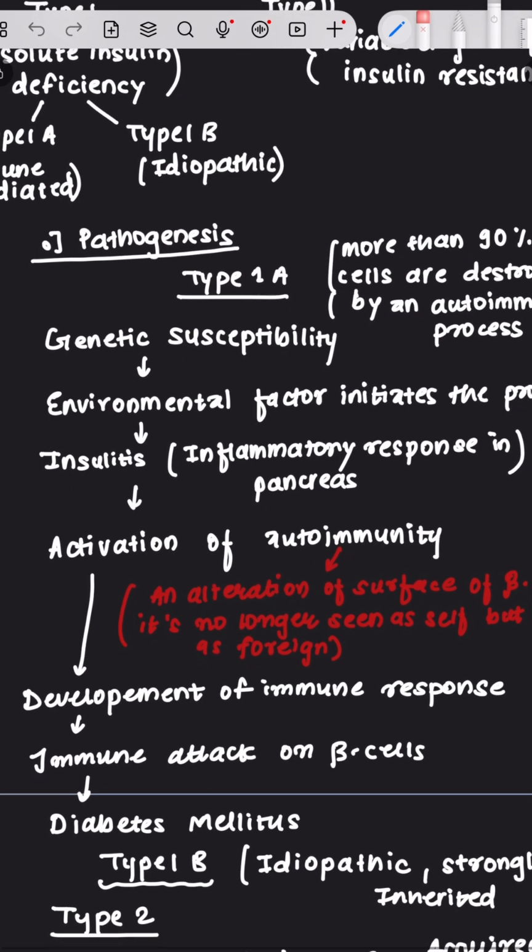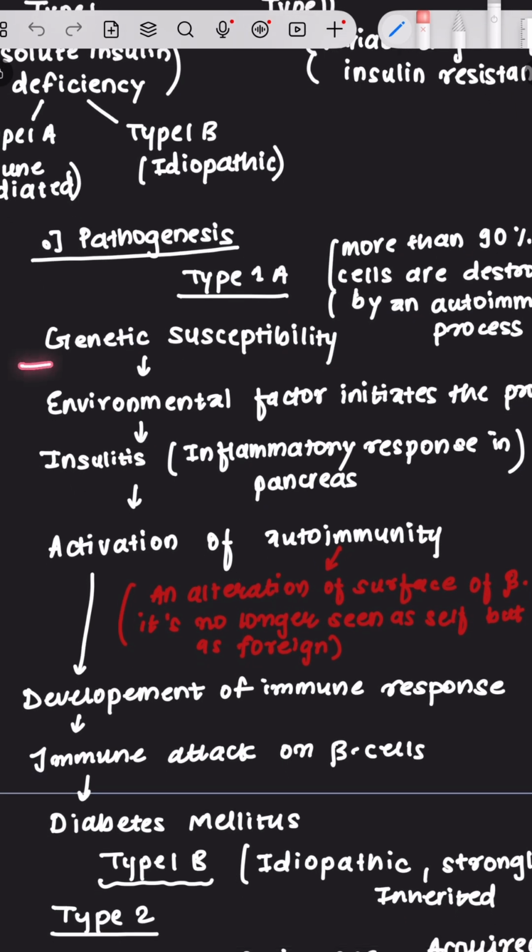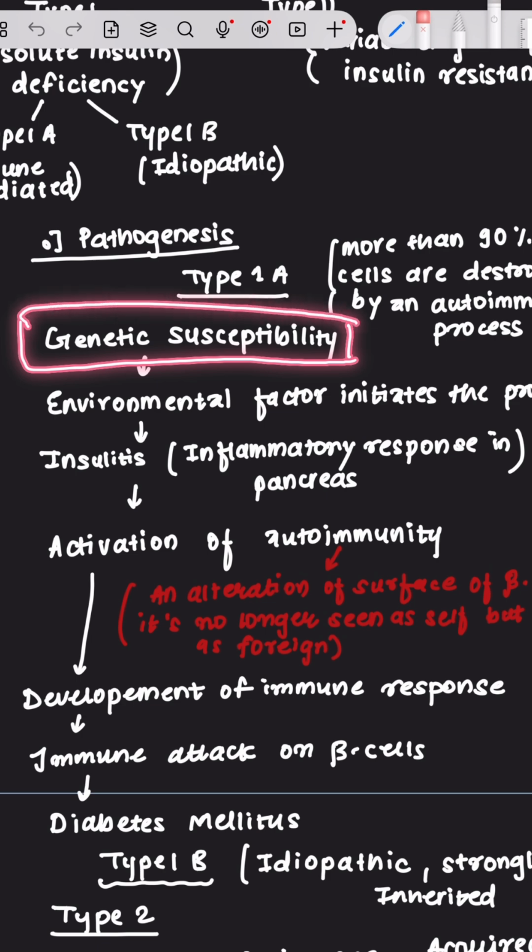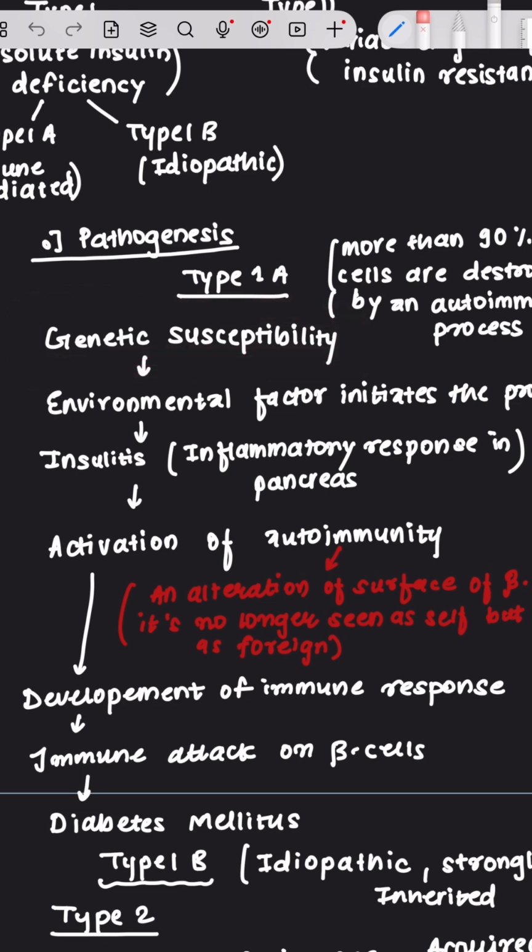Now if we look at the pathogenesis for type 1A, it is due to genetic susceptibility. There is already genetic involvement when it comes to diabetes type 1A. More than 90% of beta cells are destroyed by an autoimmune process in the body. That is why it is called immune mediated.